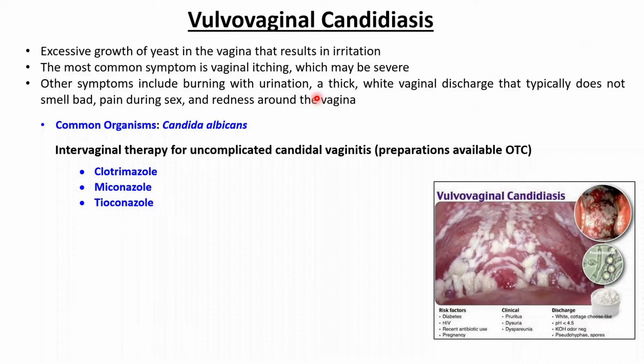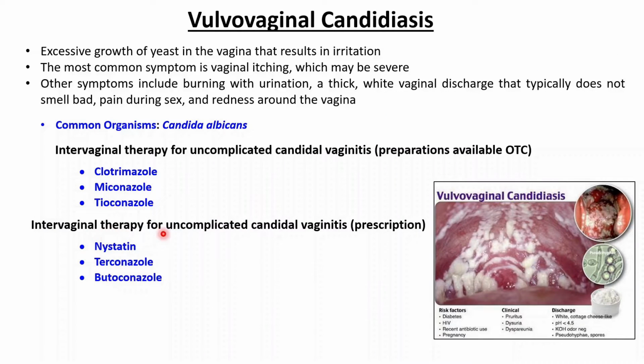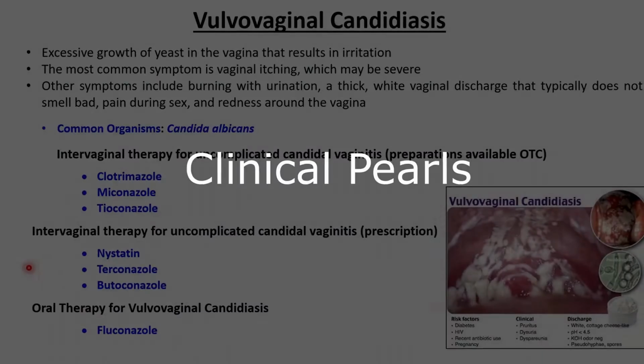There's intravaginal therapy for uncomplicated cases. These preparations are available over the counter to include clotrimazole, miconazole, and tioconazole. There's intravaginal therapy for uncomplicated vaginitis, but prescription medications include nystatin, terconazole, and butoconazole. And there's also oral therapy for candidiasis to include fluconazole.